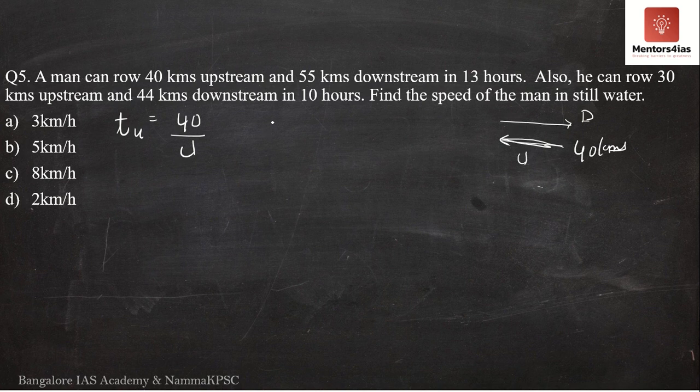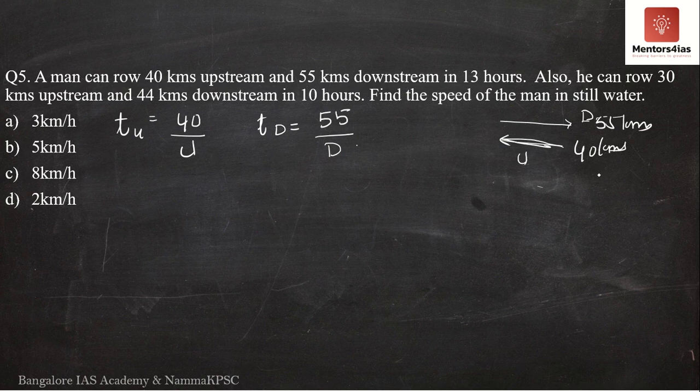Correct? Similarly, he travels 55 kilometers downstream, where the downstream time, the time taken to travel 55 kilometers downstream, is equal to what? Time is distance by speed. It is 55 kilometers divided by downstream speed.